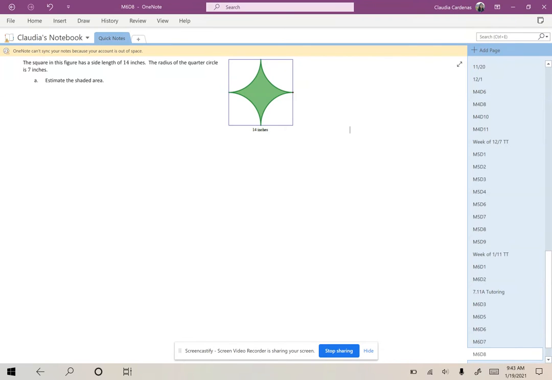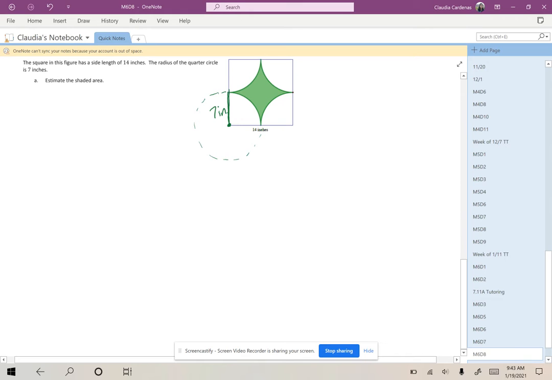Yesterday we practiced finding areas of composite shapes, and today we're going to continue practicing finding the areas of composite shapes, but focusing more on shaded regions. So we see below that there's a square in this figure that has a side length of 14 inches, and the radius of the quarter circle is 7 inches. So I see that this quarter circle goes from the center to the edge, right? If this was a full circle, so this is 7 inches. So they want us to estimate the shaded area.